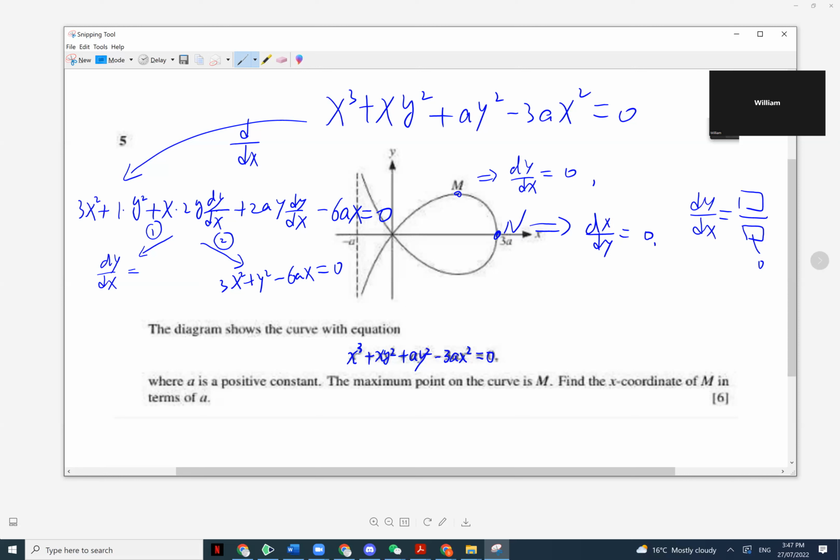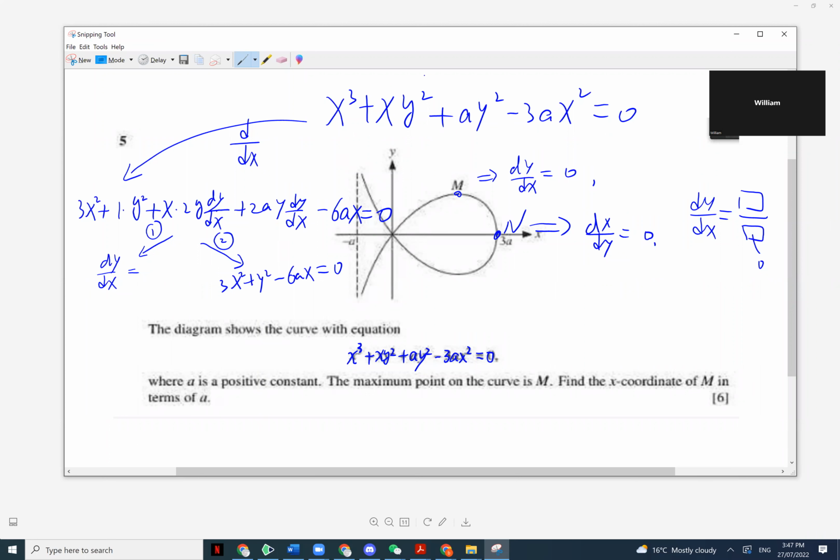Oh, I got the second one. What? I'm using the simultaneous equation. Oh no, I mean for number 2, how I got this one? Oh, for number 2, the whole thing, you use a lot of product rule or chain rule.